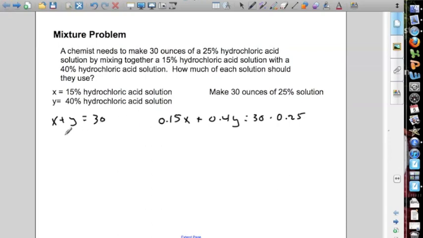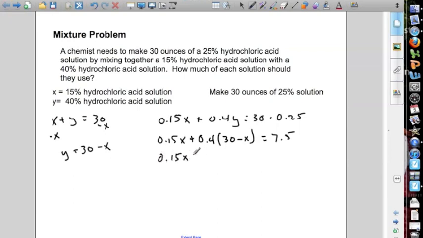Looking at this, I would use substitution. I'm going to subtract x, so y is equal to 30 minus x. Then I plug it in over here. Thirty times 0.25 gives me 7.5. Now, I have to use the distributive property. One mistake that I'm seeing somewhat consistently is people are bringing it into the first one fine, but not the second one. Make sure we get that into both of them. That 0.4 has to go into both of them, and that does equal 7.5.